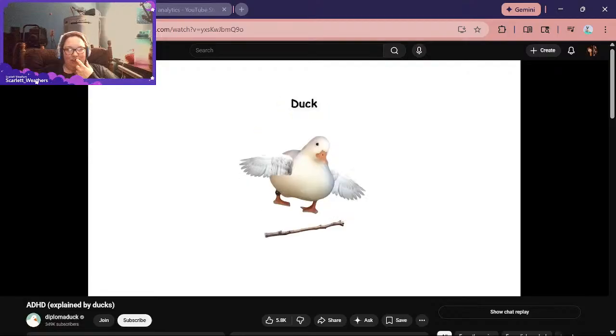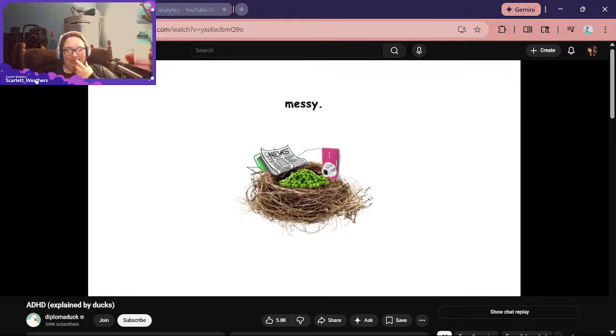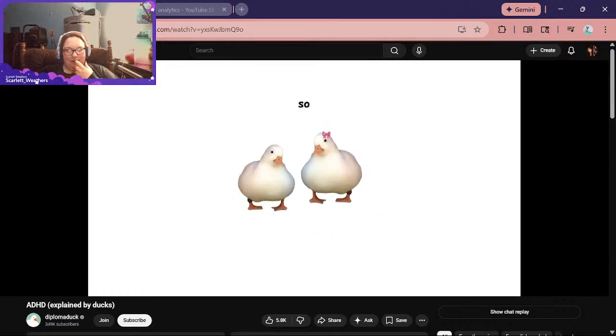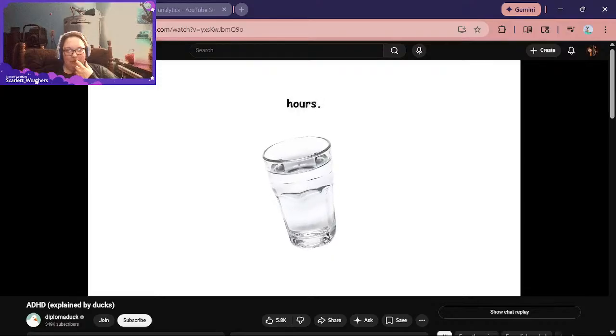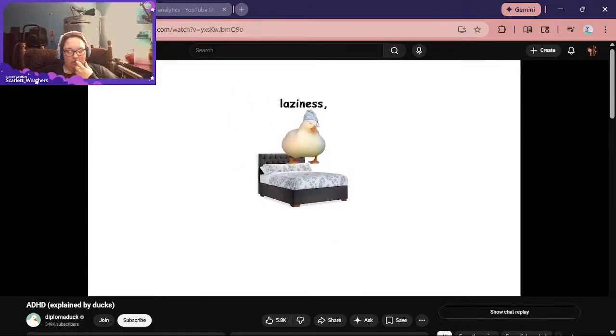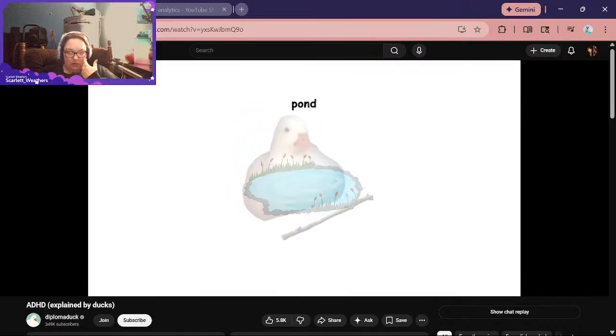Sun rises, duck still flapping. Eyes bloodshot. Nest, messy. No pea snacks eaten. Other ducks say, wow, you're so productive. Duck says, I forgot to drink water for 12 hours. That's hyperfocus, not superpower, not laziness. Just brain locking on one twig and forgetting rest of pond.